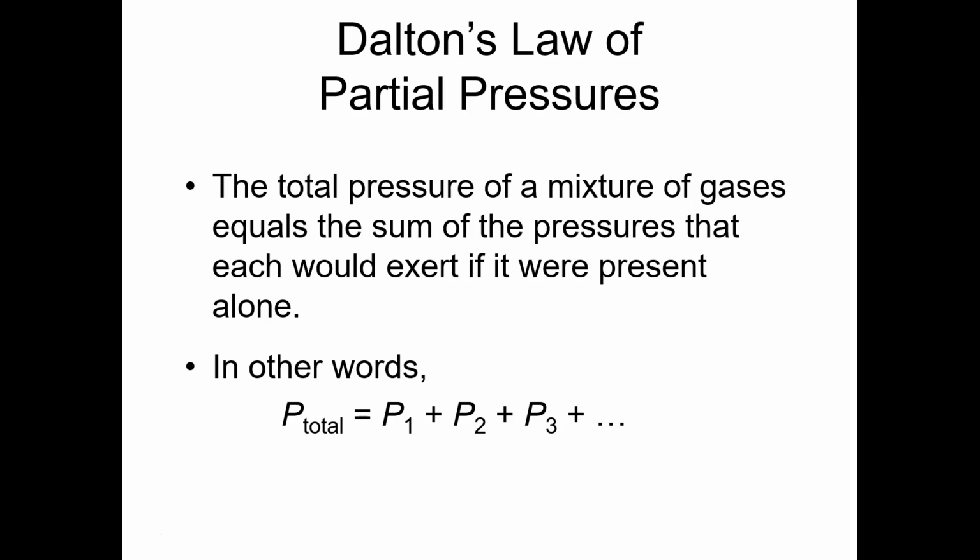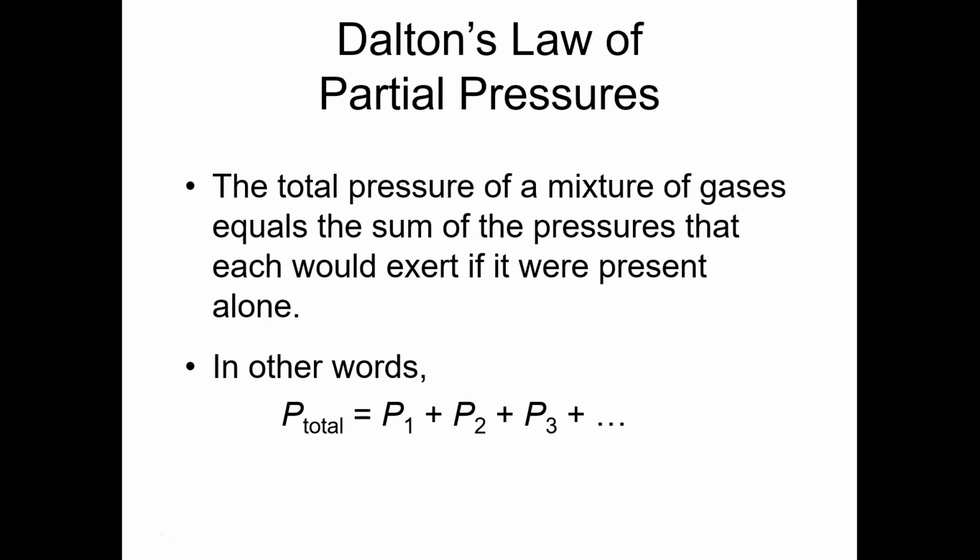What Dalton's law of partial pressures says is that the total pressure of a mixture of gases is equal to the sum of the pressures that each would exert if it were present by itself. Let's think about what that means. As you've maybe grasped so far, gases have properties, pressure, volume, number of moles, temperature, that are independent of the identity of the gas itself.